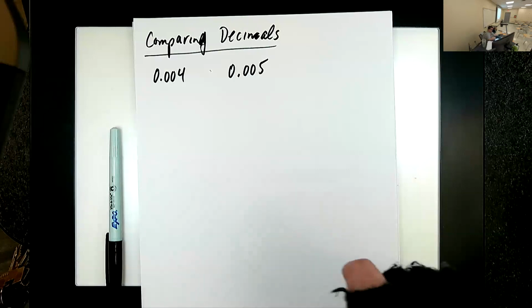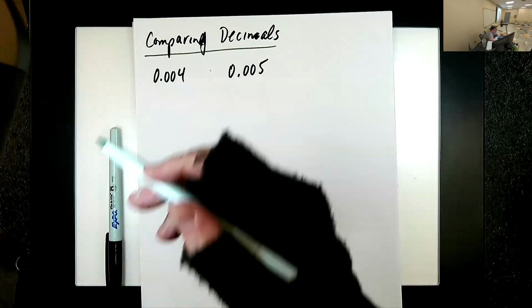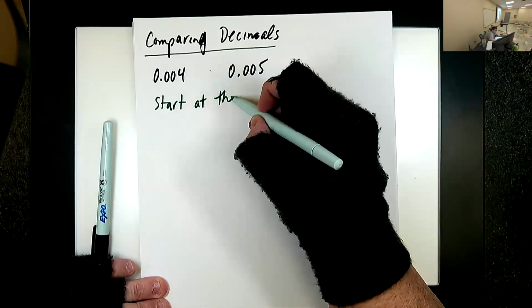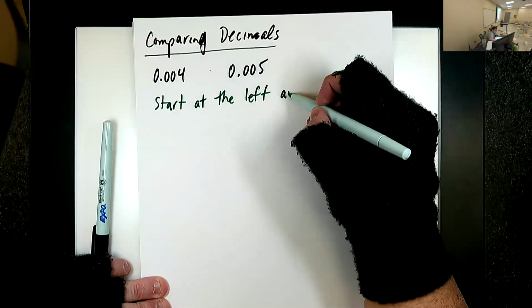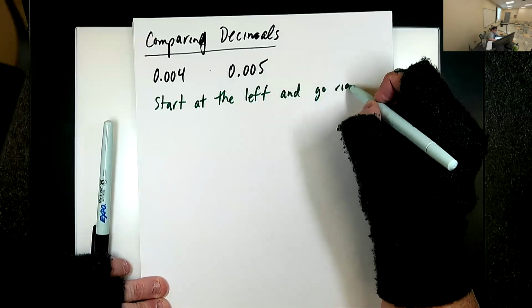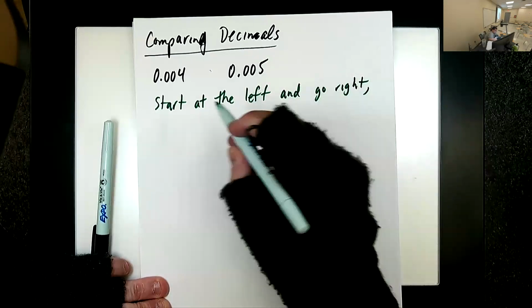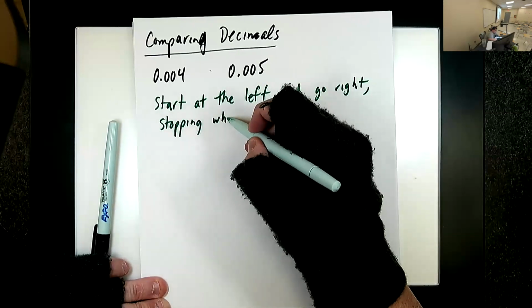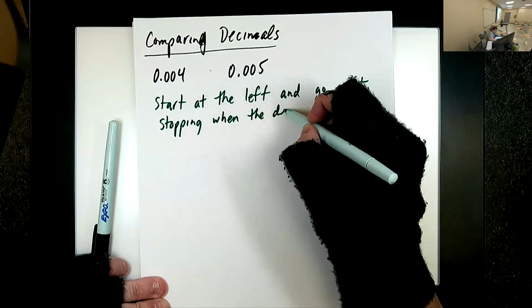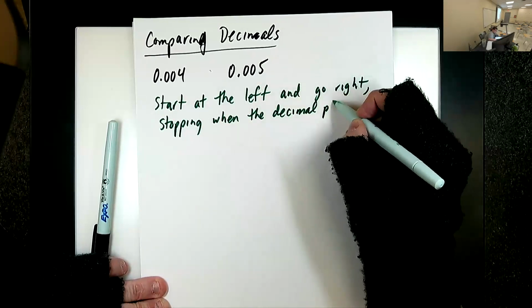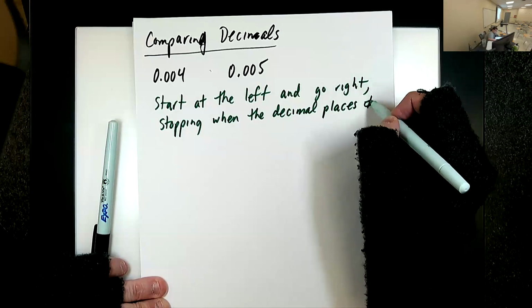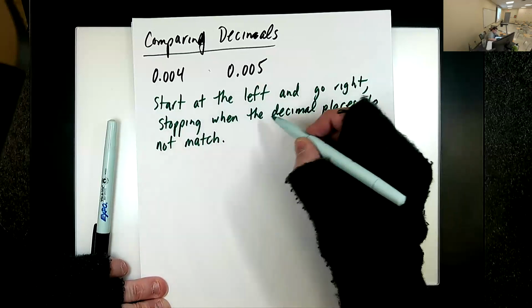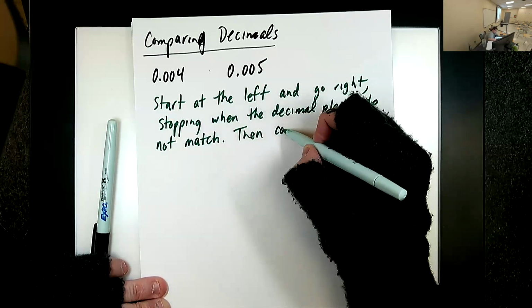So what we do here is start at the left and go right, stopping when the decimal places do not match. Then compare those numbers.